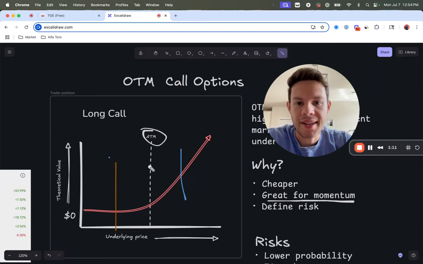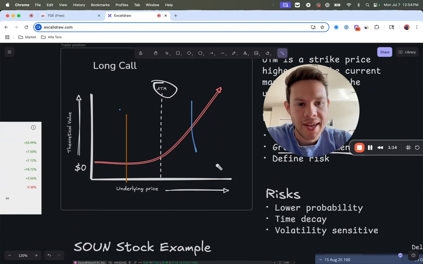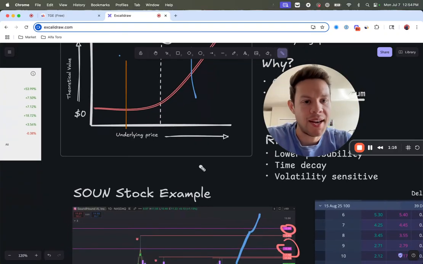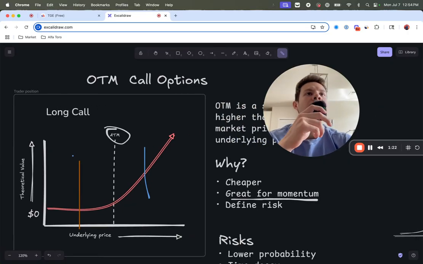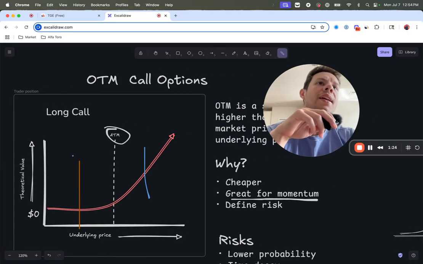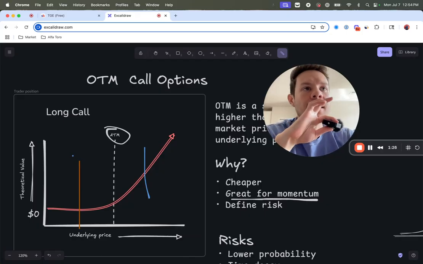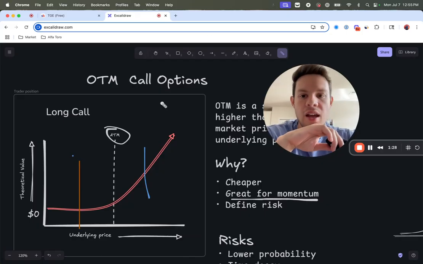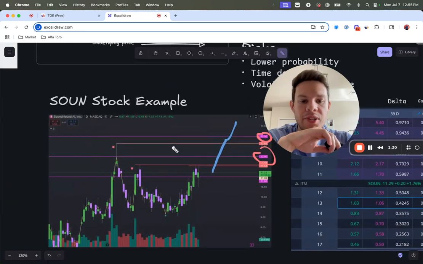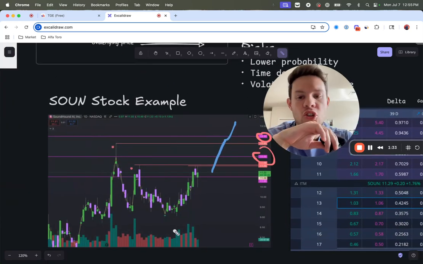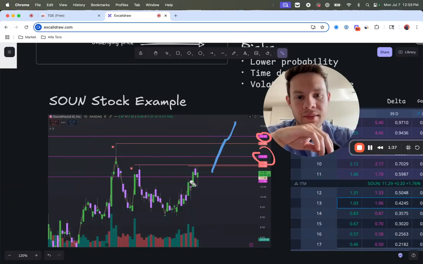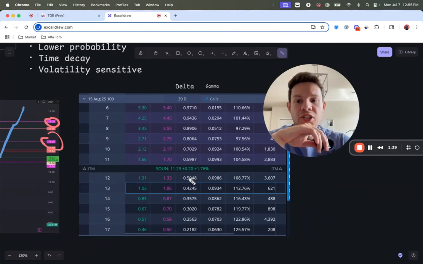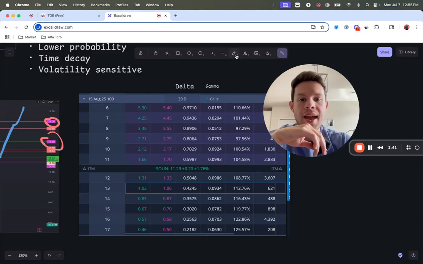Okay, so again, let's talk about out of the money call options, and I'm going to give you an example of SOUN and how we're trading this with an out of the money call option. Okay, so let's talk about what is an out of the money call option. First, an out of the money call option is a strike price that is higher than the current price of the stock. Okay, so here's an option chain.